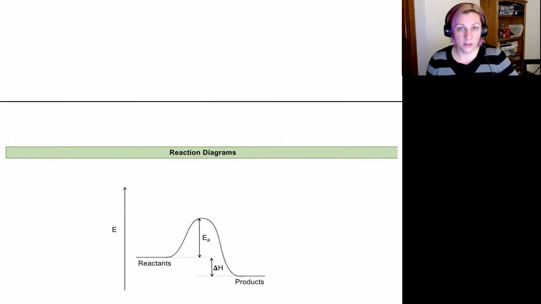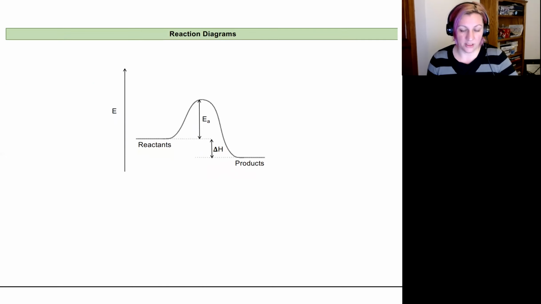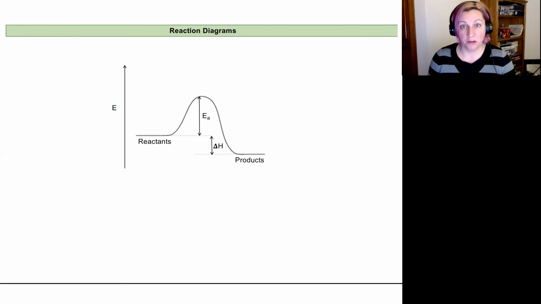But before we talk about that, we're going to talk about reaction dynamics a little bit more and collision theory. So this is a reaction diagram. This is kind of our basic one. It's actually for an exothermic reaction. And what it's really showing here is the energy of our reactants plotted over what we sometimes call a reaction coordinate or time.